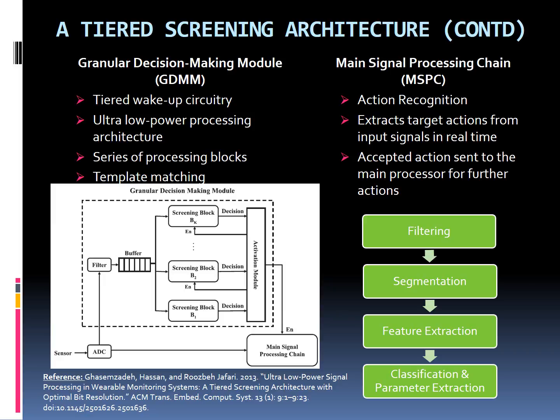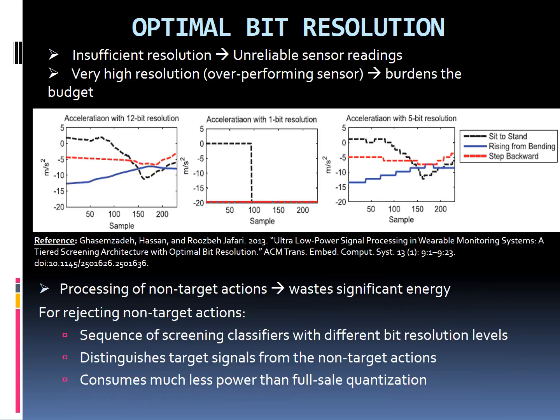In this, the incoming real-time signals are compared with predefined templates, and based on their similarities, the signals can be accepted or rejected, but the accepted ones alone will be sent to the main processor for further actions. The main aim of the screening classifiers is to distinguish the target signals from the non-target ones. To do this effectively, optimum bit resolution must be chosen.